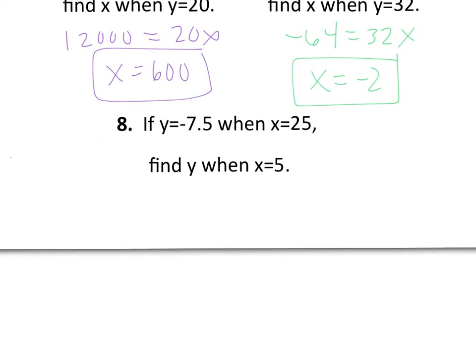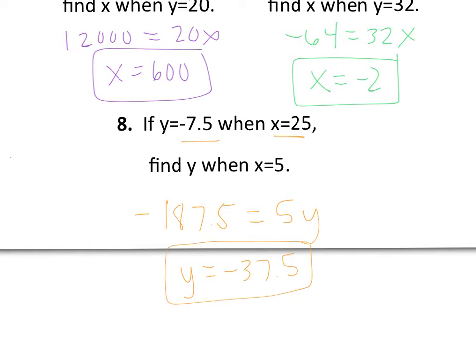Last one, number 8, just for some practice. If y equals negative 7.5 when x equals 25, find y when x equals 5. So negative 7.5 times 25 is negative 187.5. And that's got to equal 5 times y, divide by 5, and y equals negative 37.5. So again, nothing too difficult, just a little recap from yesterday.